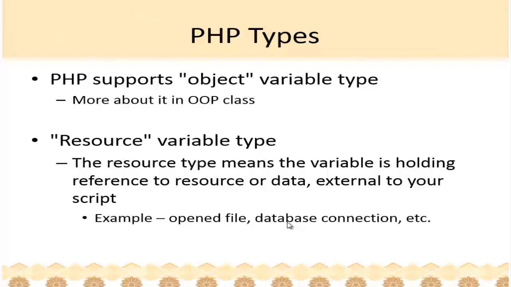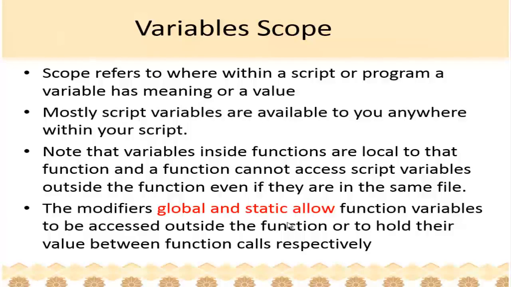How to create an object and how to use it, I'm going to talk about slightly later. The last type is the resource. A resource data type is something that holds a resource. It could be a reference to a file that is open, a connection to a database, or any other type of resource within the server, or through which you can access some other resources. Now let's look at the scope of the variable.